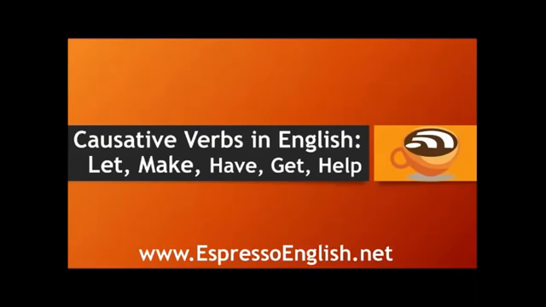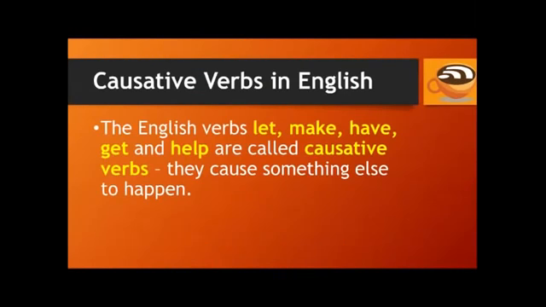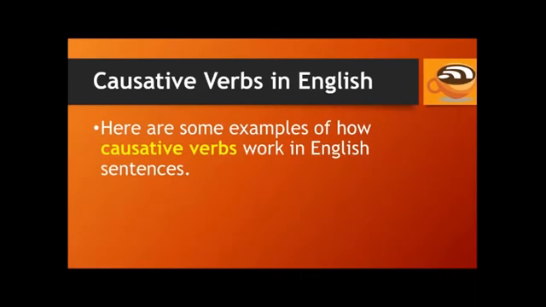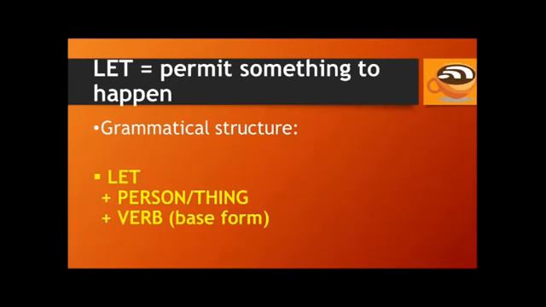Causative verbs in English: let, make, have, get, and help, from ESPRESSOEnglish.net. The English verbs let, make, have, get, and help are called causative verbs because they cause something else to happen. Here are some examples of how causative verbs work in English sentences. Let's start with the word let. It means to permit something to happen. The grammatical structure is let plus the person or thing plus the base form of the verb. We do not use to with let.